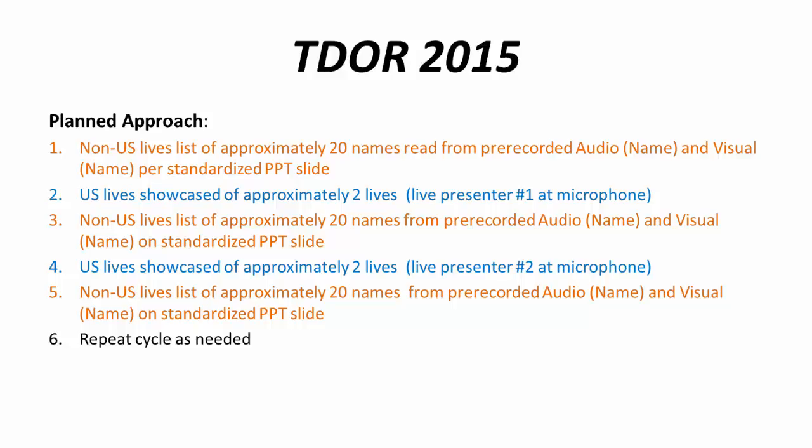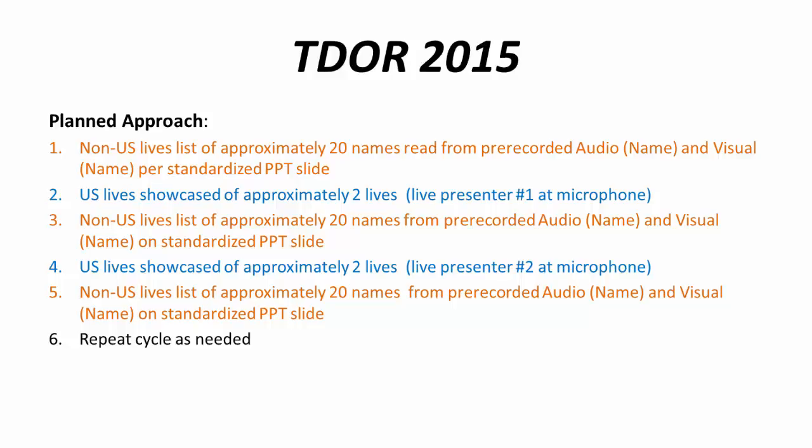It would be in a pre-recorded file, much like this one. Simply click on it. You'd have the audio portion, which you're hearing right now, and the visual portion, which you'd see on screen. This visual portion that you're seeing actually comes from a PowerPoint slide. So that's the AV portion that would be presented on screen to the attendees who are live to the event. Then we would showcase a US live by having a presenter at the microphone the evening of the event.